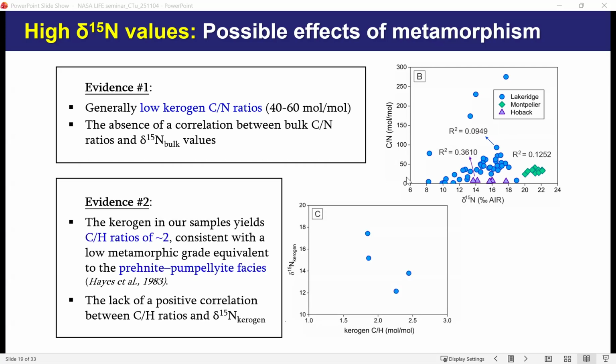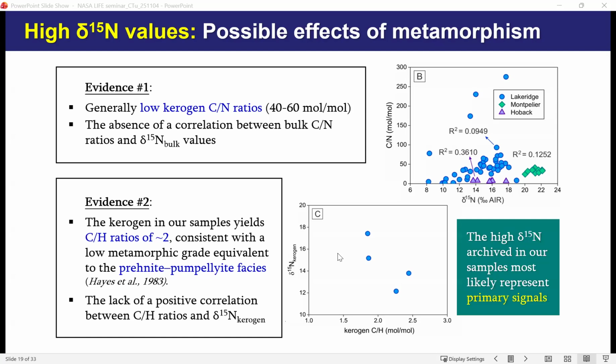Also, the kerogen in our samples yields a carbon to hydrogen ratio of 2, consistent with a low metamorphic grade equivalent to the prehnite-pumpellyite facies. Moreover, we didn't find a positive correlation between carbon to hydrogen ratios and delta 15N of kerogen. So all these observations suggest that the high delta 15N archived in our samples most likely represents a primary signature.